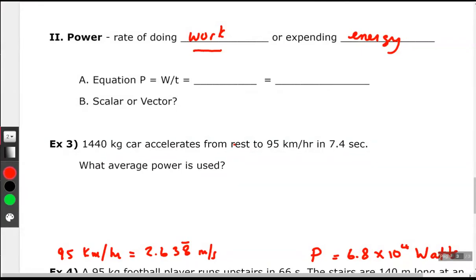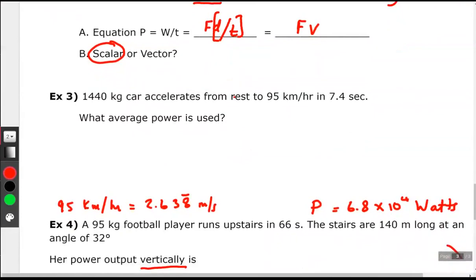Power is W over T. Of course, since W equals F times D, it's also FD over T. And since D over T is V, you can also find power by multiplying the force times the velocity. Like everything else, it's a scalar. And let's do a problem on power.